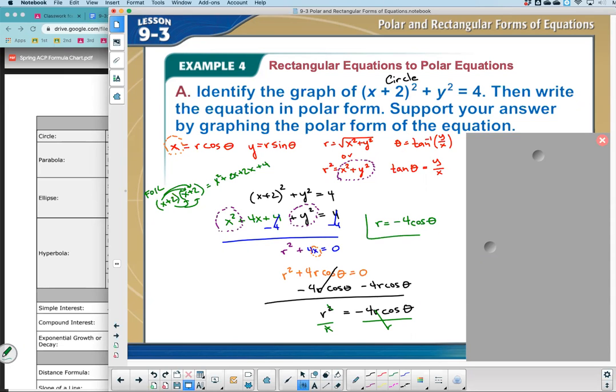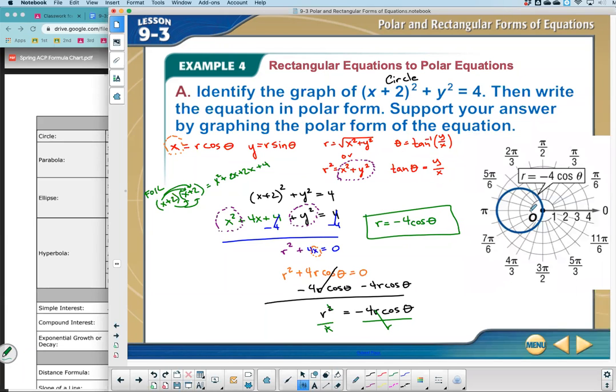So if you remember from last class, this is a circle. If it's negative cosine, will it go up, down, left, or right? It's a negative cosine. Left, because x is horizontal, negative means left. So it's a circle that travels 4 units to the left. 1, 2, 3, 4. It's 4 to the left.